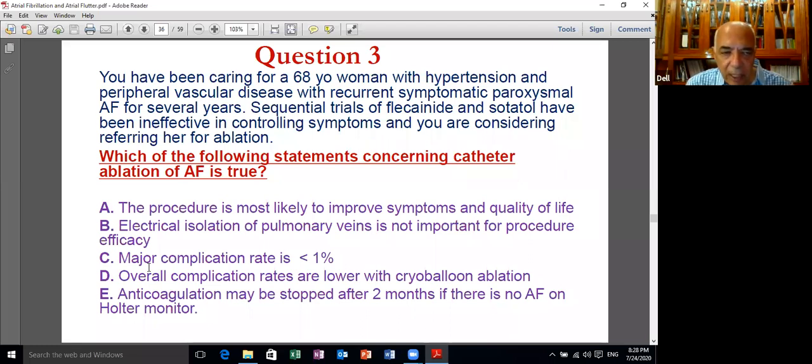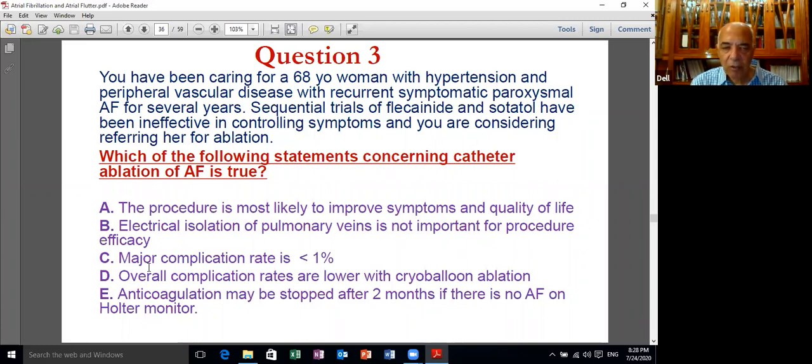Now let's consider the others. Isolation of the pulmonary veins is not important? Of course, it is the key step in stopping atrial fibrillation, to isolate the pulmonary veins by a variety of methods that we are coming to, and probably Ahmed al-Damati is going to detail on that when he comes, if he comes. Major complication rate is less than 1%? This is wrong. The literature is 2 to 5%.